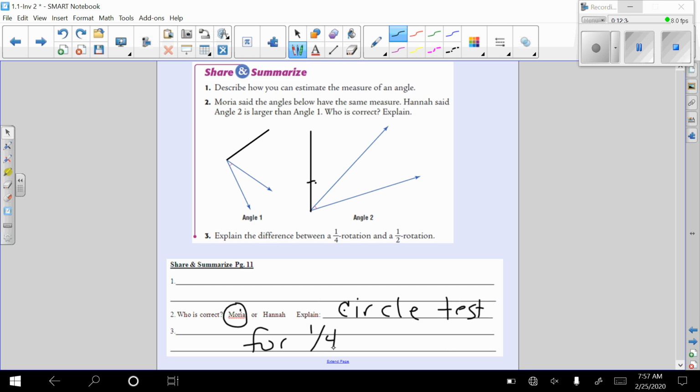All right, your homework's page 2 and 3. Go ahead and give it a try, see what you can do.